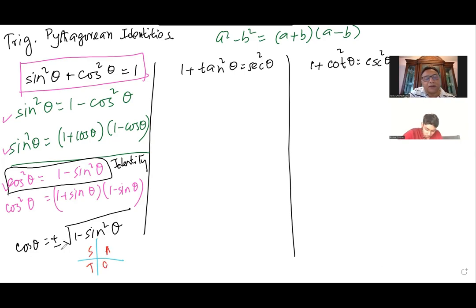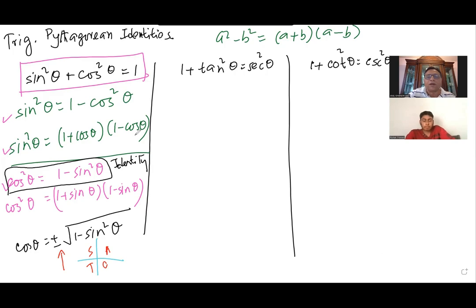Only if you do plus and minus, then it is an identity, otherwise not. Very important point to remember. You get the idea? Okay. So we have seen how we work with sine and cosine. So sine square theta plus cos square theta equals 1 can be written in many different ways, and this strategy can help us in proving many equations, correct?